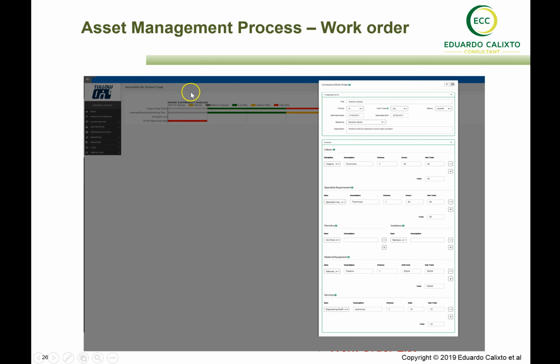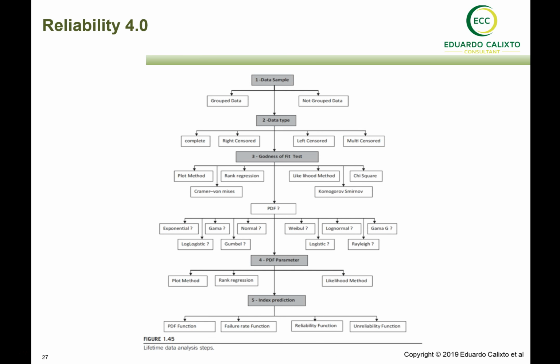And of course, in the end, you have your corrective order, with more details. You have not only labor, you have specialist requirements, you have priority, you have material and equipment, and the service that needs to be done. So you have different fields, all electronic. You fill that in and open a work order.